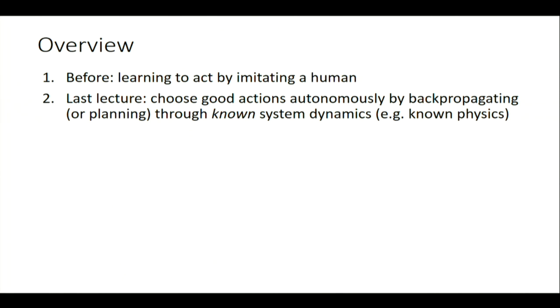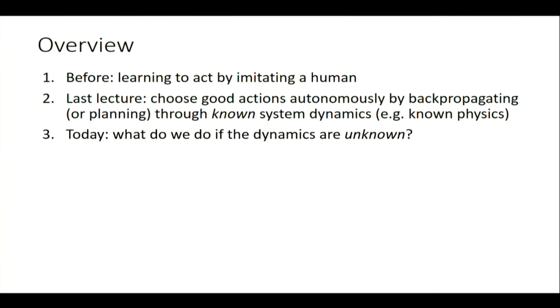Last week we learned about how we can acquire sequential decision-making policies by learning to imitate a human demonstrator, and then we talked about how, if we don't have data from a human, we could use optimal control or planning techniques to figure out how to autonomously choose optimal actions. So it has this flavor of back-propagating or planning through a known dynamical system. For example, if you know how the laws of physics govern your autonomous vehicle, you could back-propagate through those equations of motion and figure out which actions you should take.